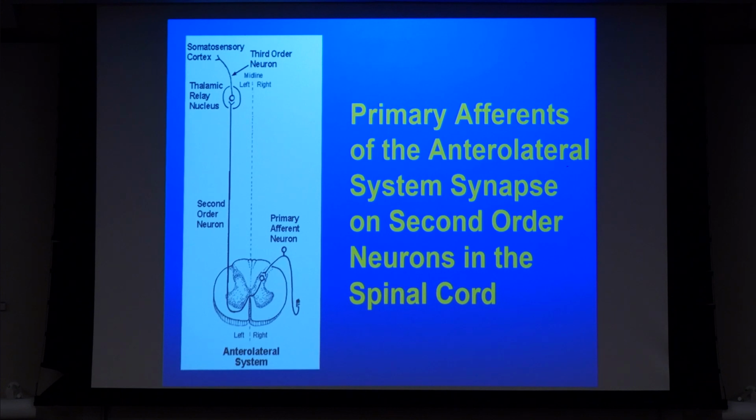But again, 1, 2, 3, 2 always crosses over. So if you keep track of that, you can think about these things fairly easily. And you can see, too, from the way this crosses over, if we had a hemisection of the cord, this information gets through from this side just fine. So now, where's it going?